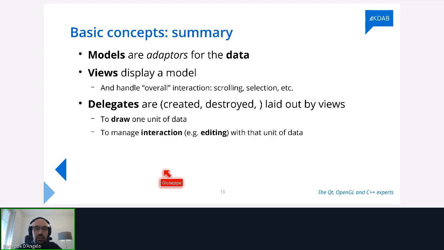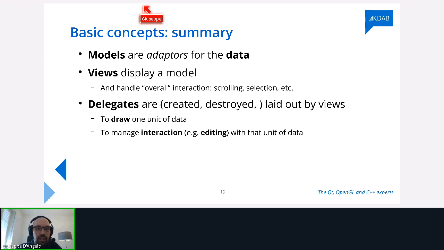So to summarize this little bit of theory, we have three things. Number one, models. Models are just adapters for the data. Number two, we have views. The point of a view is to display a model. Number three, we have delegates. Delegates are objects which are sometimes created and destroyed, but especially laid out by views. And the purpose of a delegate is to draw one single unit of data and to manage the interaction with that unit of data. That should be fine.